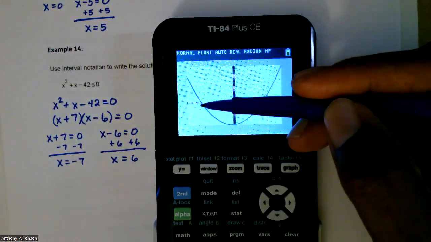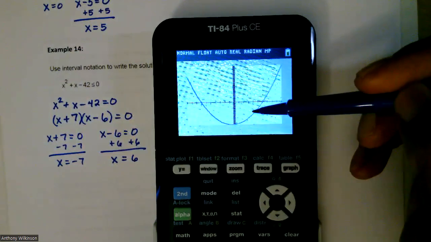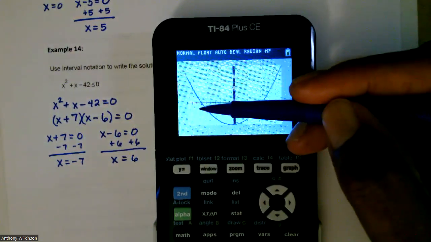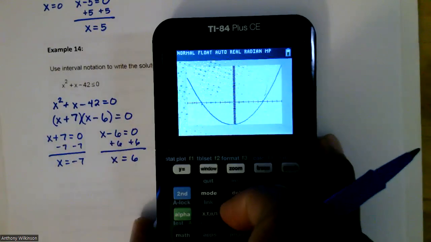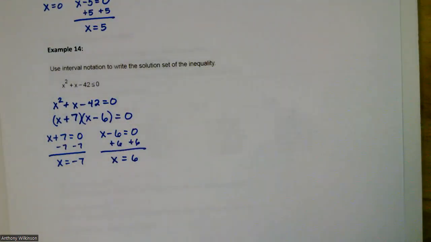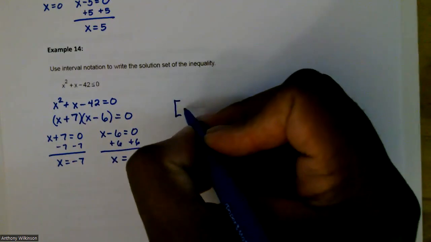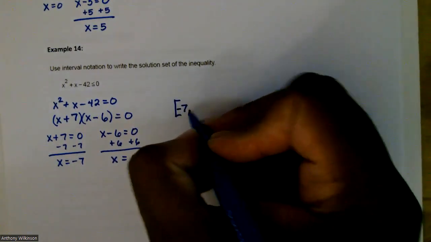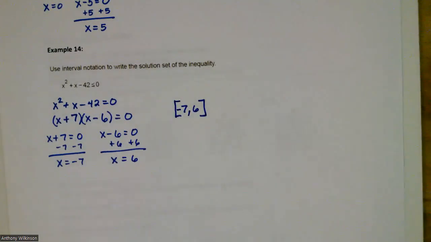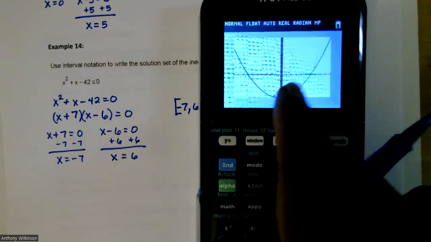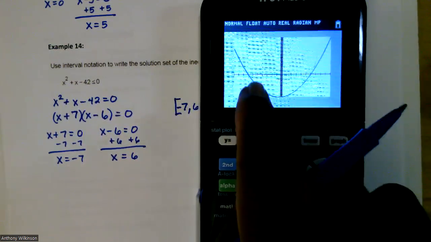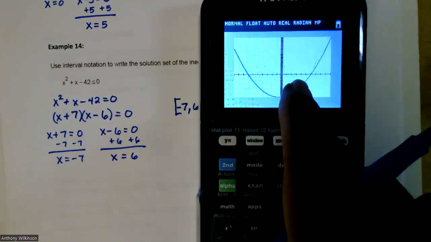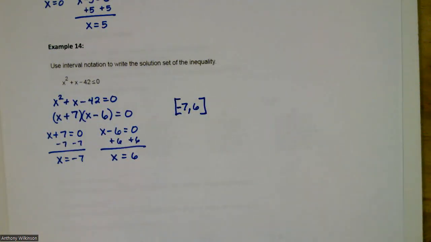And those values between those two values, where it's going to be below, would be negative 7 and 6. So the interval for that, and we do include them because it says less than or equal to, is negative 7, 6. Okay, because the part of the graph is below the x-axis, as you can see here. This part right here that I'm showing with my finger is below the x-axis, between negative 7 and positive 6.